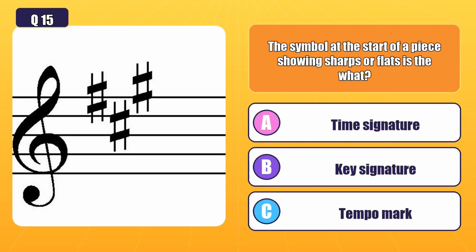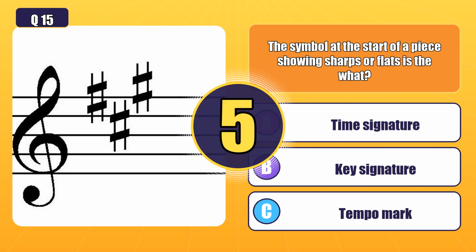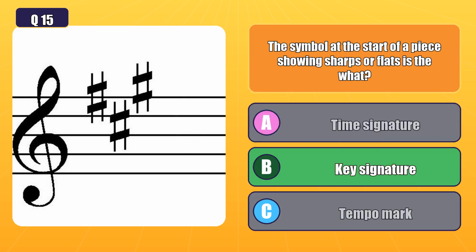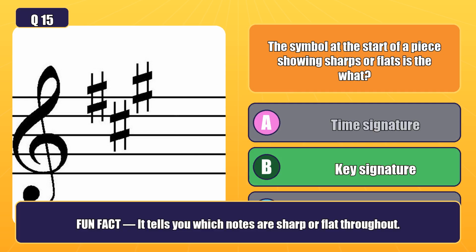Question number 15. The symbol at the start of a piece showing sharps or flats is the what? The answer is key signature. Fun fact, it tells you which notes are sharp or flat throughout.